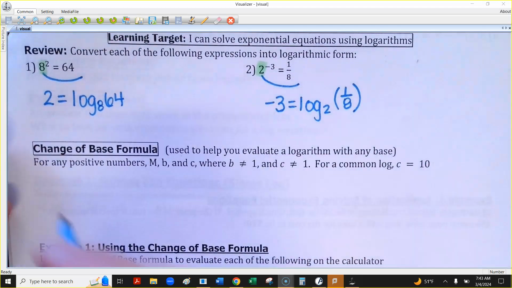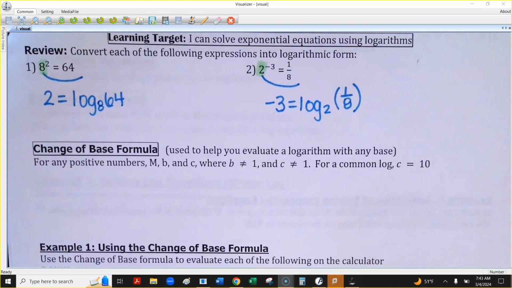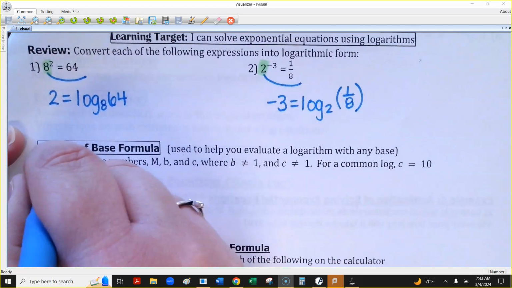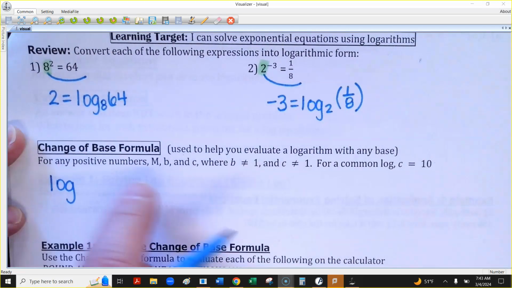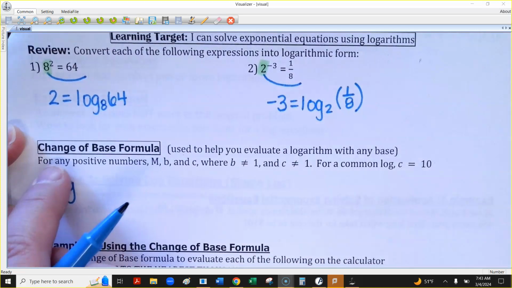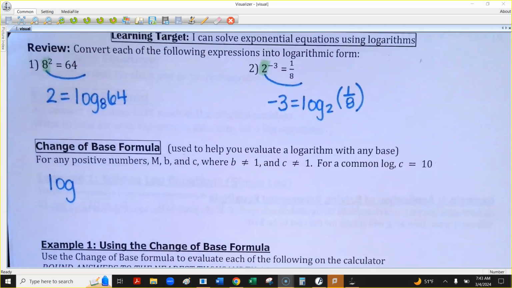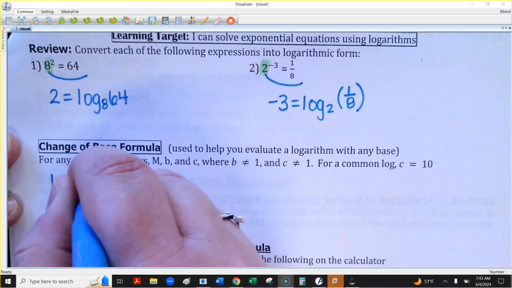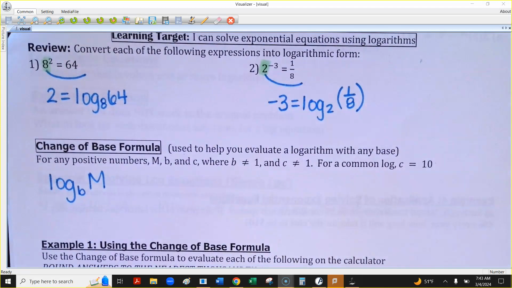I'm going to do it with variables and then I'll do it with numbers. So this is going to say, and I'm going to use m and b and c here. So these are all positive numbers. You can't take the log of a negative number. Your b value, which is going to be the base for what I'm going to write here, is not allowed to be 1 and it's not allowed to be negative. So I'm going to write the log base b of m. Positive numbers here, b is not equal to 1.